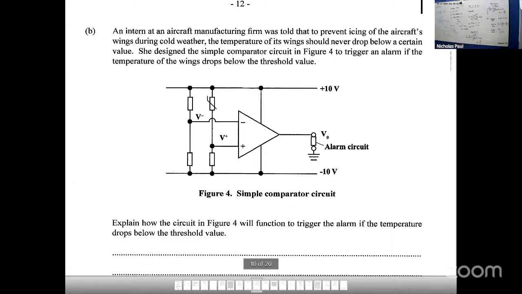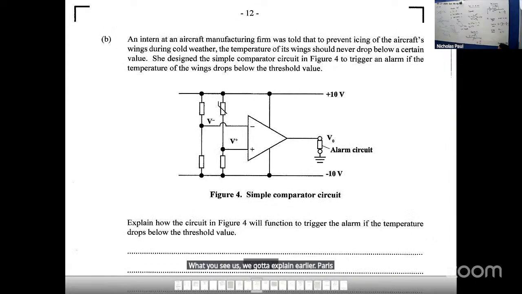What you see, we have to explain all your added zoom out, right? So I'm going to take a pic to see it.